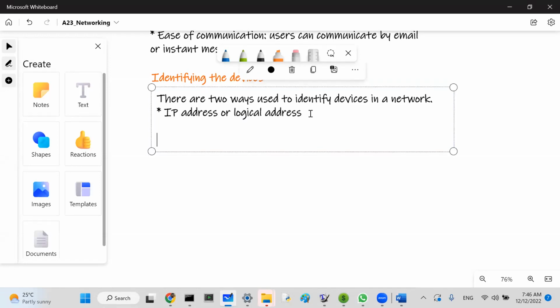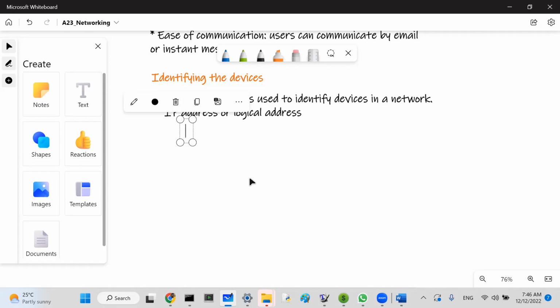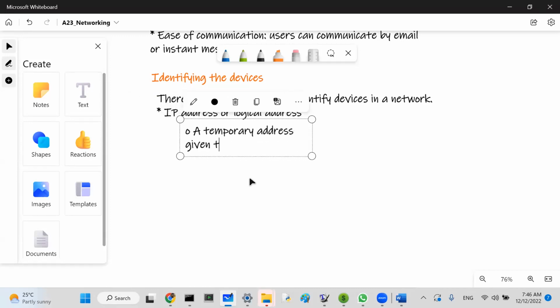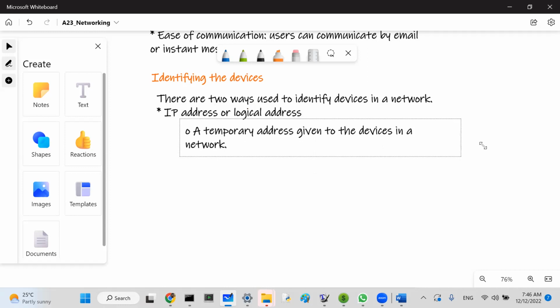So let's write down IP address, or the logical address. We can say this is what we call a temporary address given to the devices in a network. So this is a temporary address given in a network.